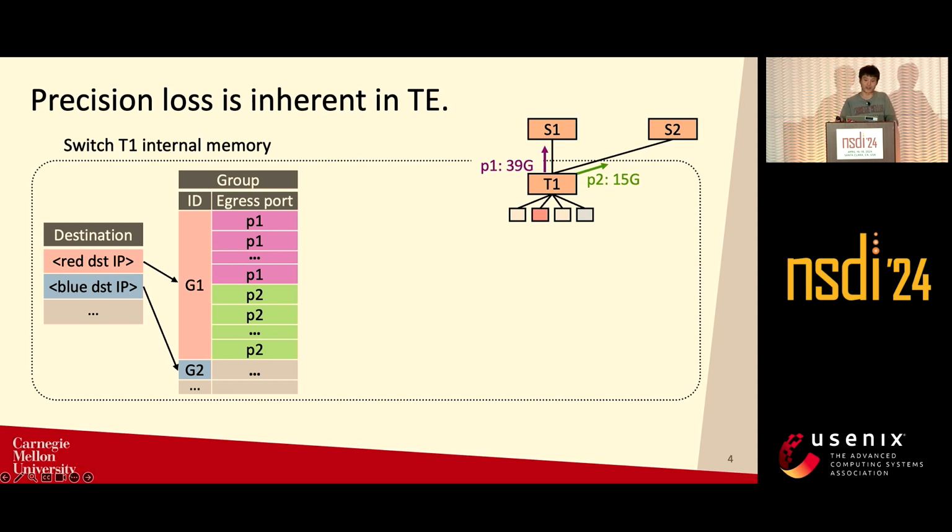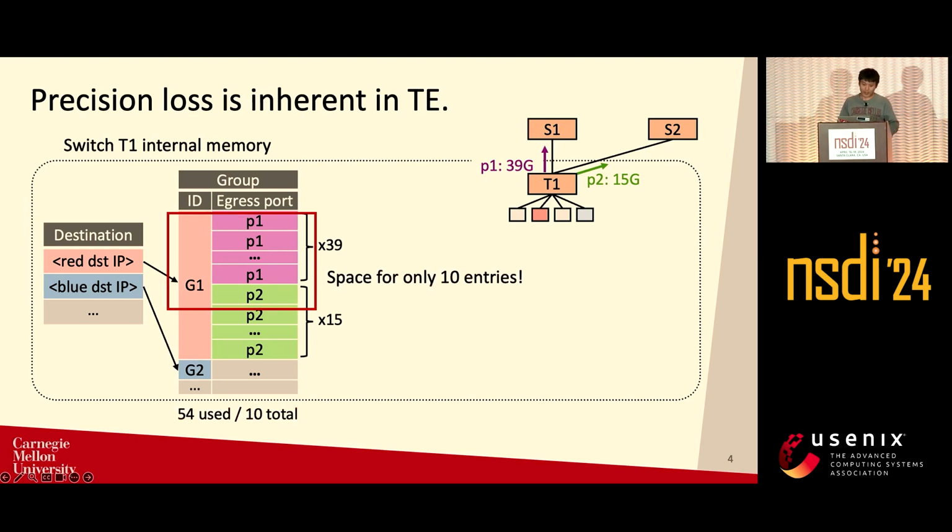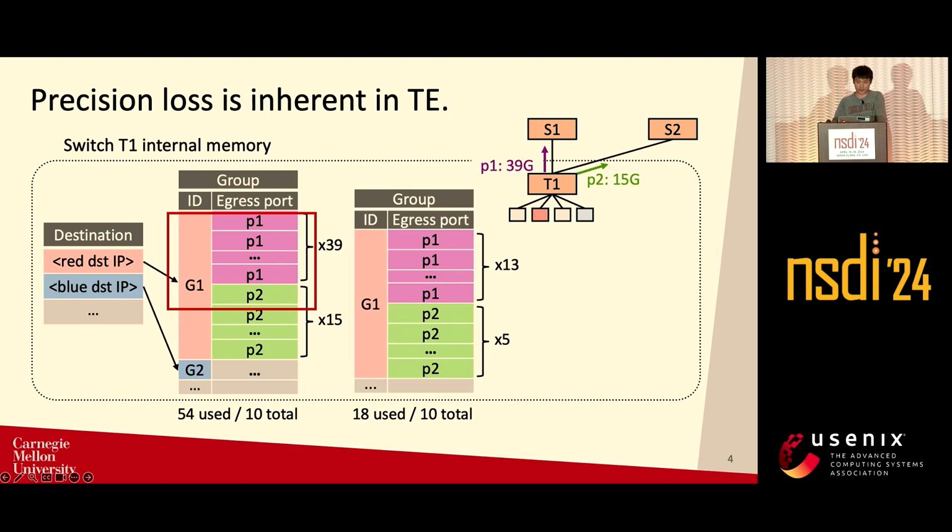For packets going to the red destination, as you see in the figure, they'll fall into the G1 bucket. And to approximate the desired traffic distribution, ports P1 and P2 will be replicated 39 and 15 times each. But here's a problem. These switches have very limited memory. And on the other hand, entry replication like this will usually take up a very large chunk of space. So in other words, the groups cannot fit into the switch memory. Let's say in this example, we only have memory space for 10 port entries. And so we really need to make the group size smaller.